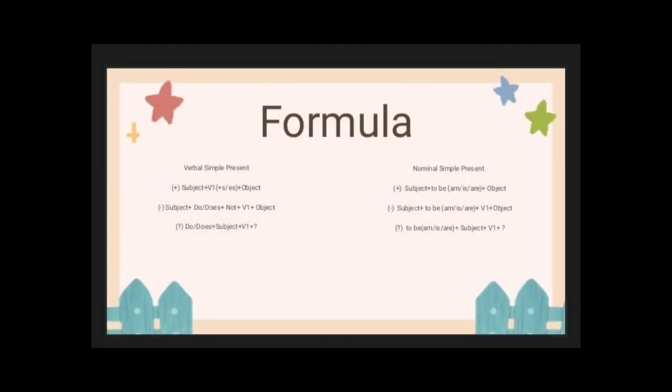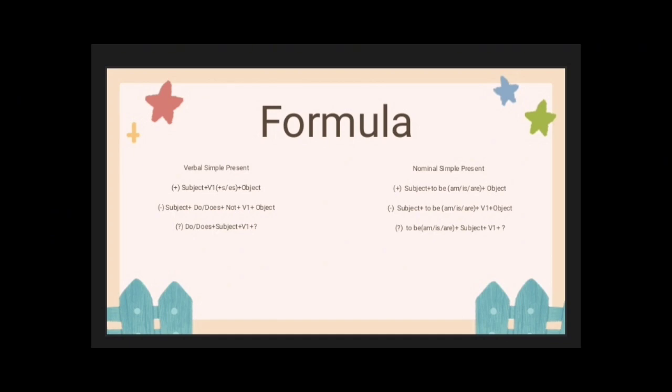The formula of verbal simple present for the positive sentences: subject plus verb 1 plus s or es plus object. For the negative sentences, use subject plus does or do plus not plus verb 1 plus object. And for interrogative sentences, use do or does plus subject plus verb 1 plus question mark.